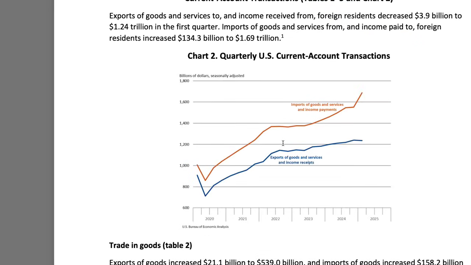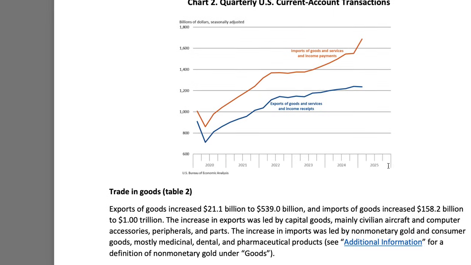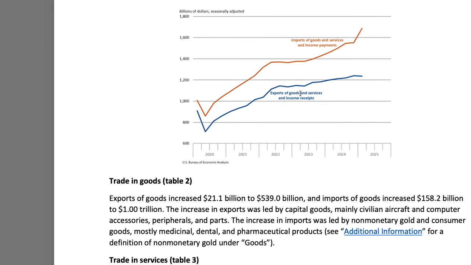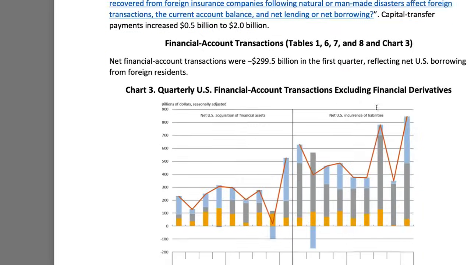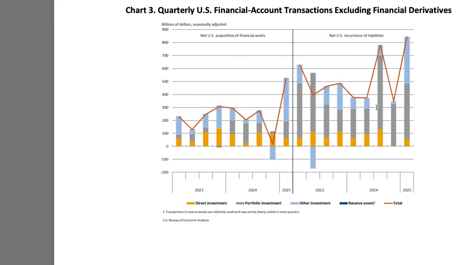Here's another way to think about it. Here in red is the import of goods and services versus what we export in goods and services in blue. The difference between these two lines is the current account deficit. Now, if we exported more goods than we imported, we would run a current account surplus, of course. Well, how does this deficit in the current account get financed? It gets financed by foreign capital flowing into the U.S. This is how we pay for all those goods, that goods deficit.